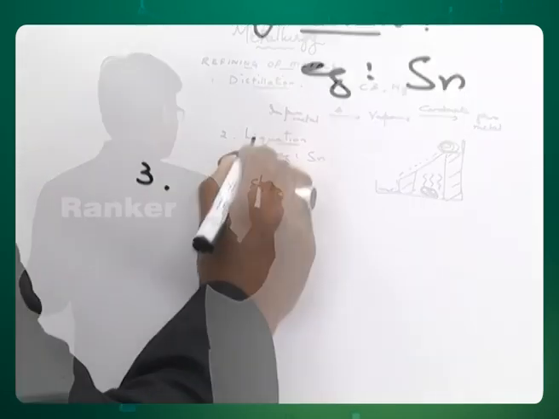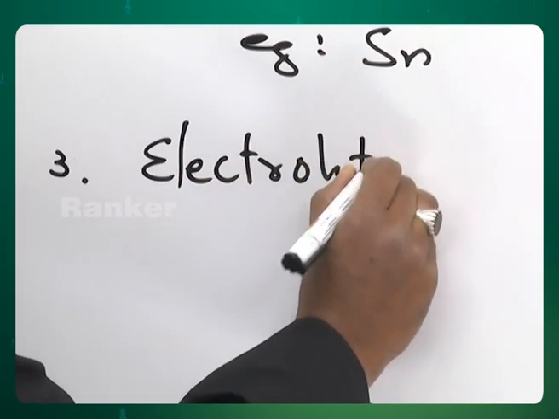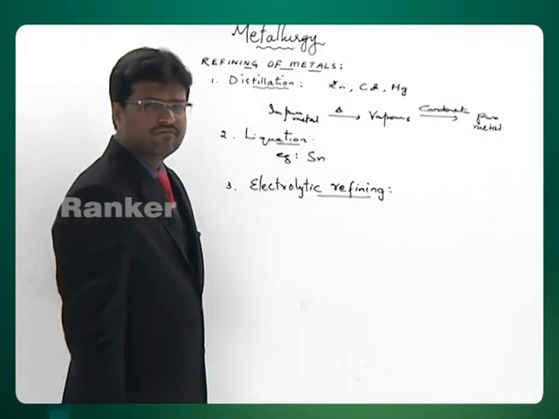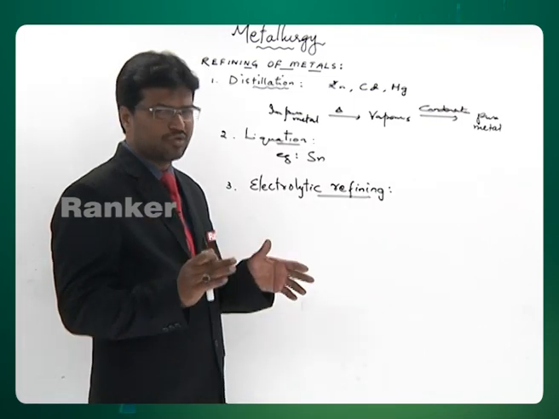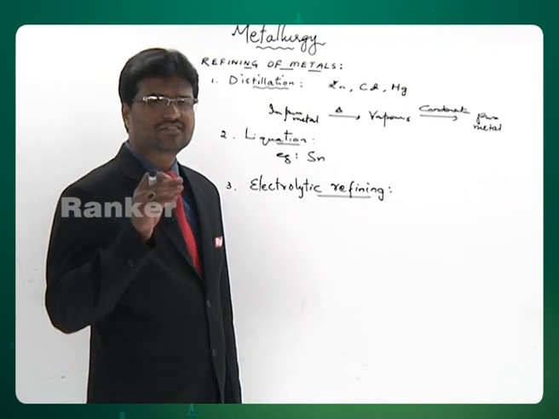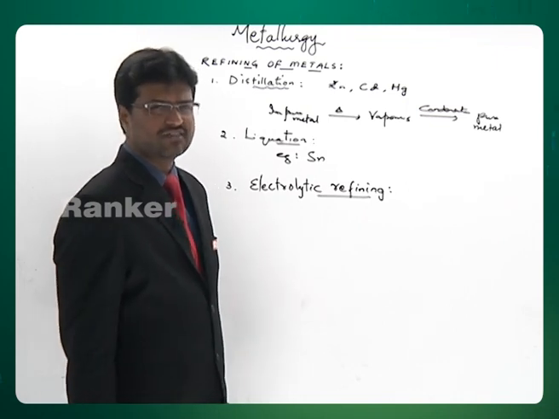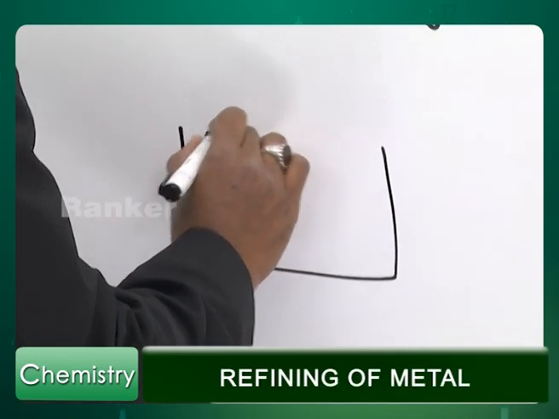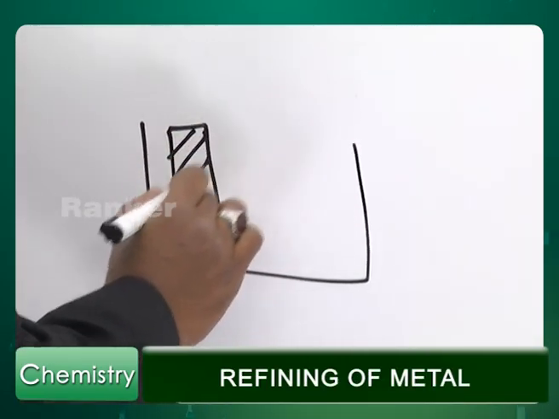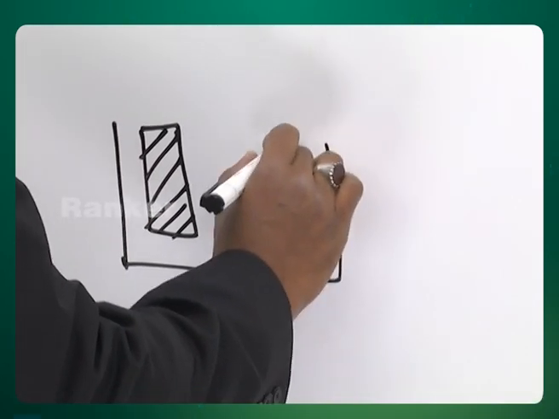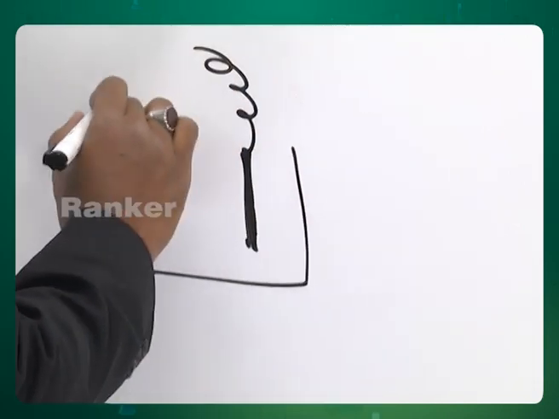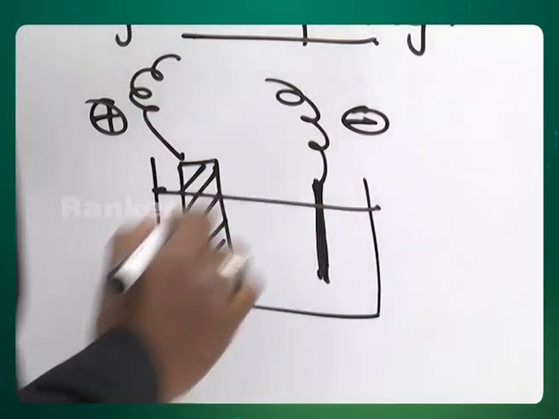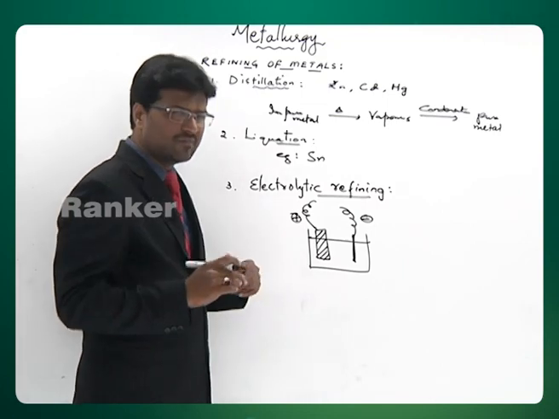Then you have electrolytic refining. Here we make the impure metal the anode and the pure metal the cathode, and a soluble salt of the same metal is used as electrolyte. Look at this method. An impure block of metal is used as anode and a pure strip of pure metal acts as cathode. This is the electrolyte.